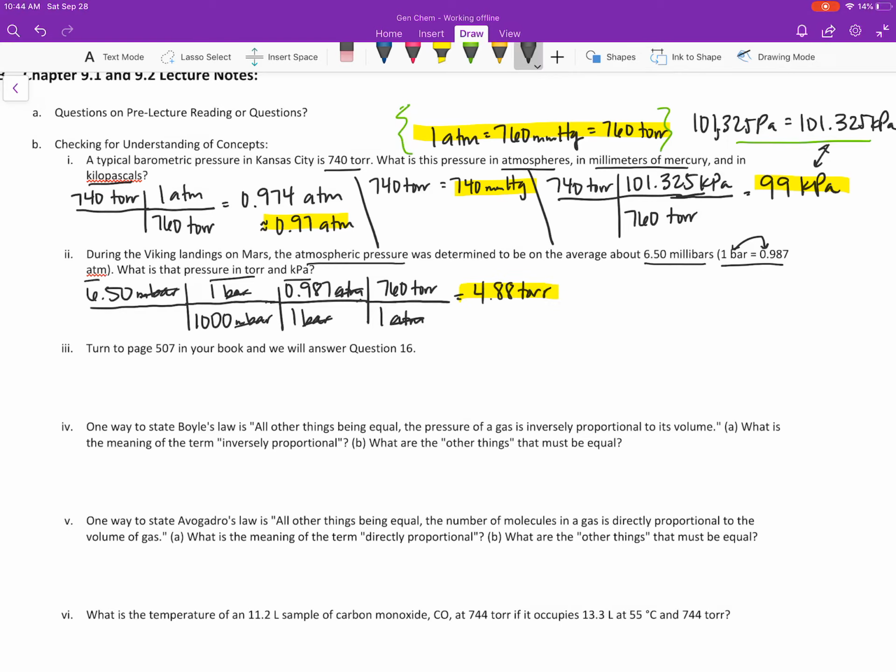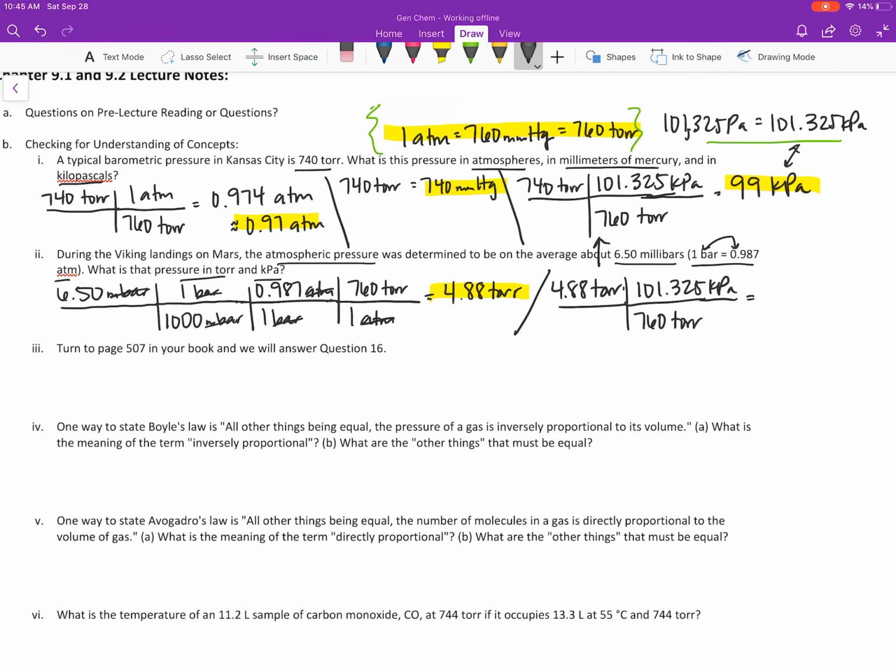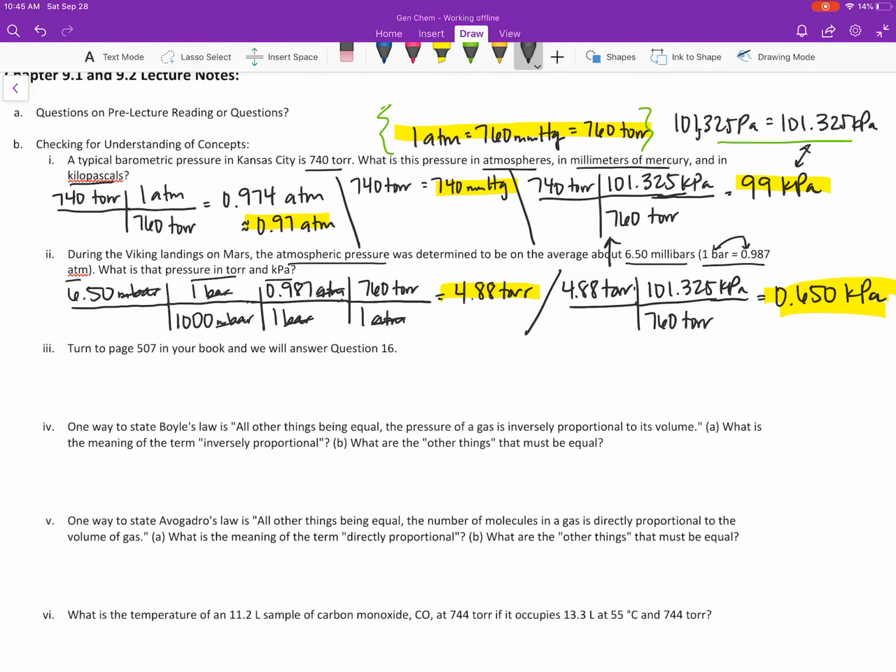So now I need to convert that to kilopascals, and I'm going to do that by starting with my torrs, similar to how I did up here. Because I know that for every 760 torr, it's equal to 101.325 kilopascals. So multiply across, divide by 760, and that will give me 0.650 kilopascals.